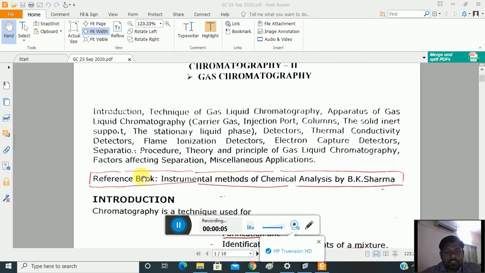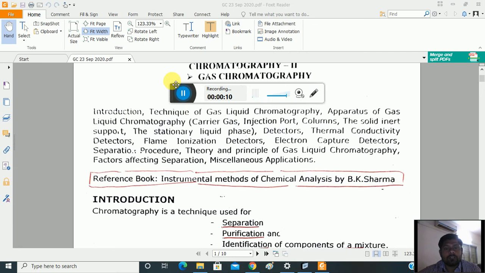In today's lecture, I am going to discuss with you the gas chromatography technique.